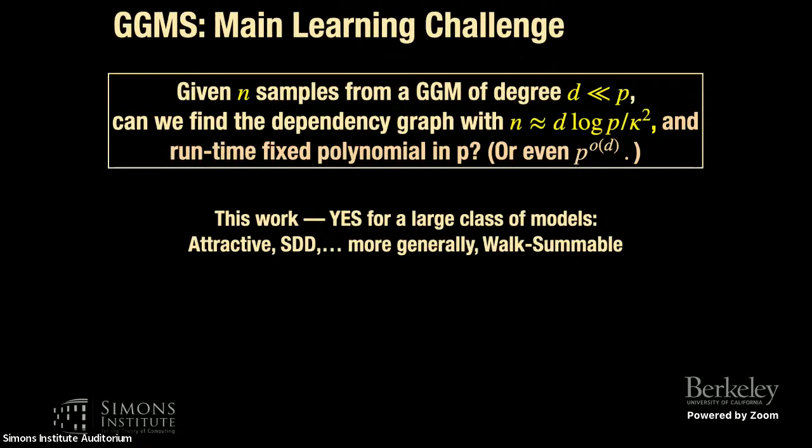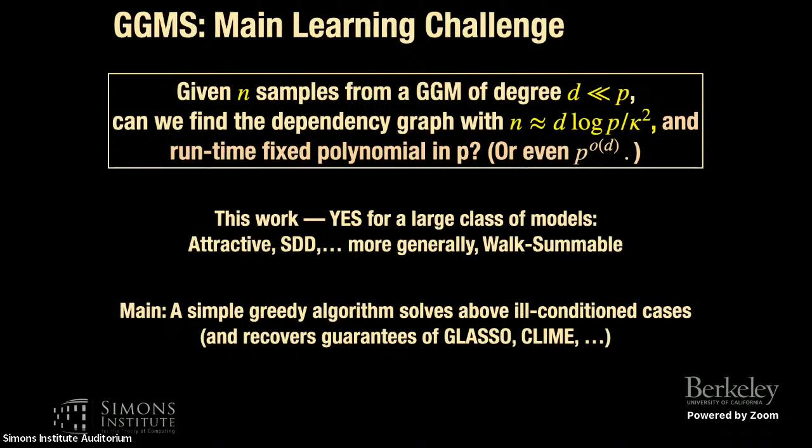And the main thing we do in this work is that the answer is yes for a large class of models. The information-theoretic result applies for all Gaussian graphical models, and our result applies for a large class of models which have been studied in various contexts within statistical physics, for Gaussian graphical models and other things.